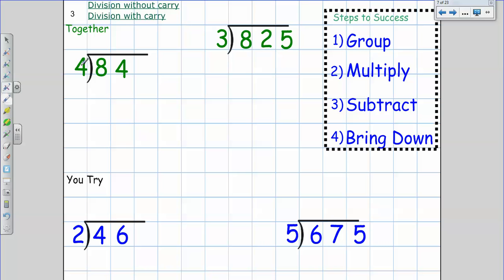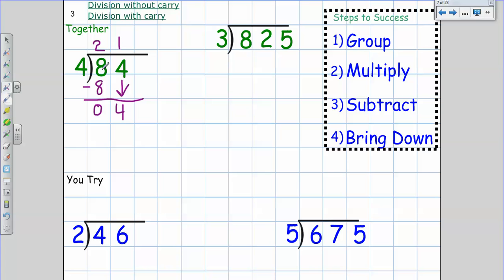How many times does 4 go into 8? 4 goes into 8 2 times. I know that 4 times 2, so now I'm multiplying. 4 times 2 is 8. So now I'm going to subtract 8. 8 minus 8 is 0. Step 4 is to bring down. So I bring down the very next number to the right. 4 goes into 4 one time. So my final answer, my quotient, is 21.